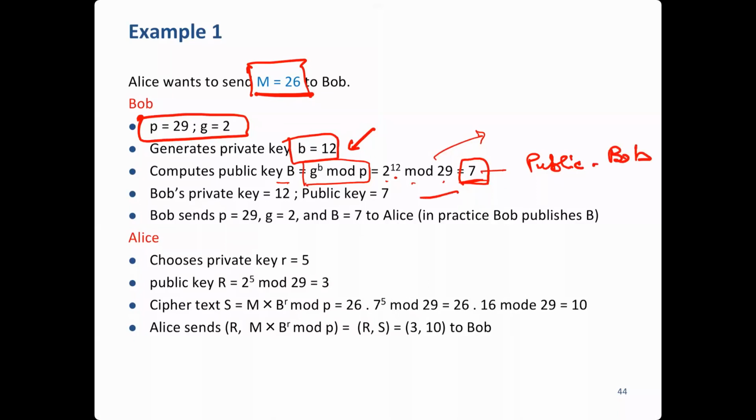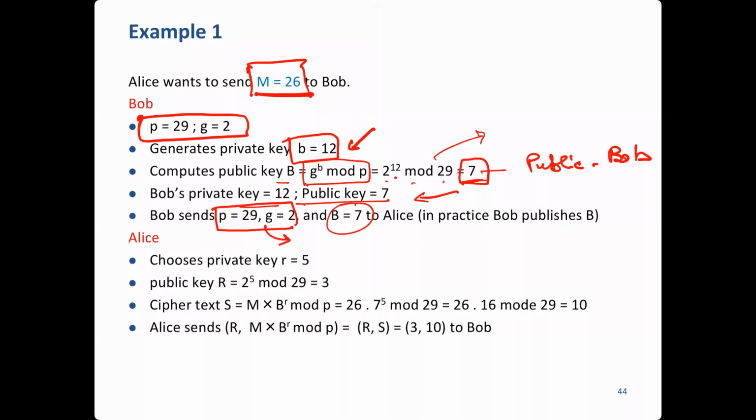Bob sends this public key to Alice. Now Bob's private key is 12 and public key is 7. So now Bob sends to Alice his own public key, which is 7, and also sends these parameters P and G, which anyway are public.